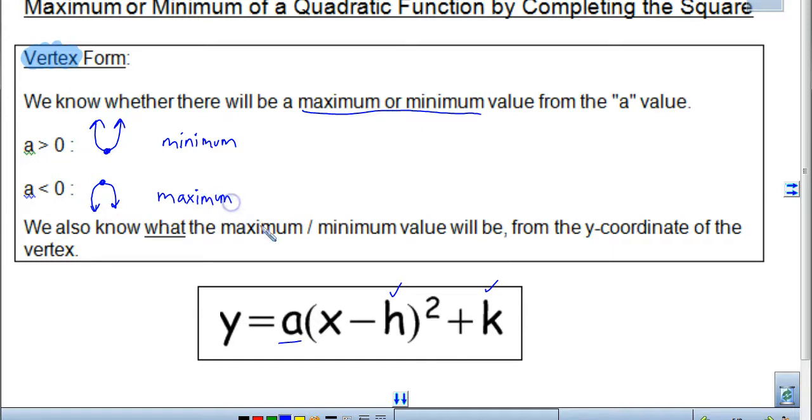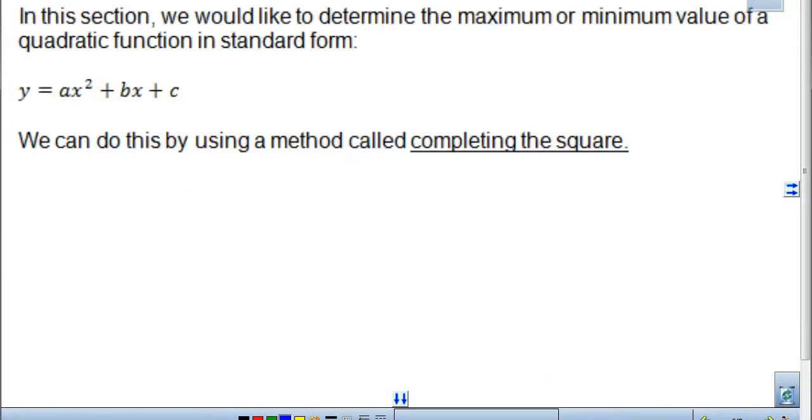Now, not only are we able to tell with the vertex form whether it's a maximum or a minimum, we also know what that maximum or minimum value will be, and that will be the y-coordinate of the vertex, or the k value. So if we have the vertex form, it's very easy to see whether it's maximum or minimum and then what the value is. However, we're not always going to have the vertex form.